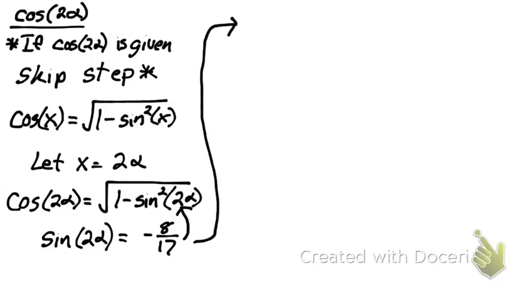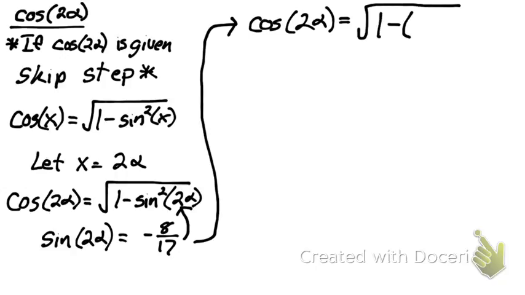So I'm going to go up here, and I'm going to say cosine of 2 alpha equals the square root of 1 minus negative 8 over 17 squared. Quite honestly, this most of the time will be actually your first step. You won't write any of this down because you know what sine alpha is, so you can jump straight to this. I'm giving you a whole bunch of notes that you probably won't write in your homework. So don't think every problem should be this long every single time.